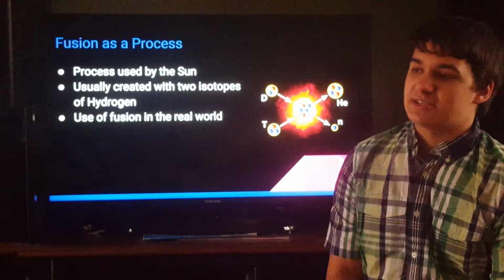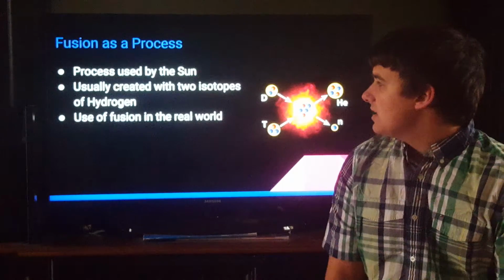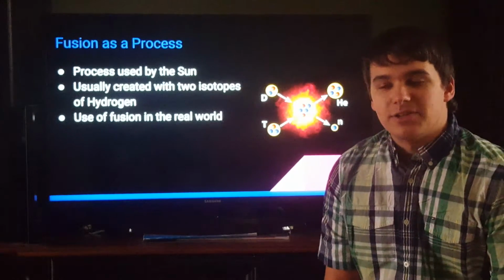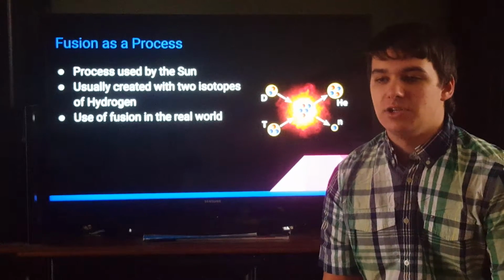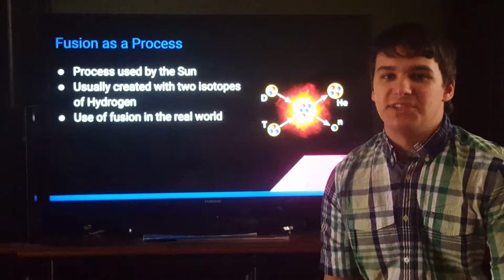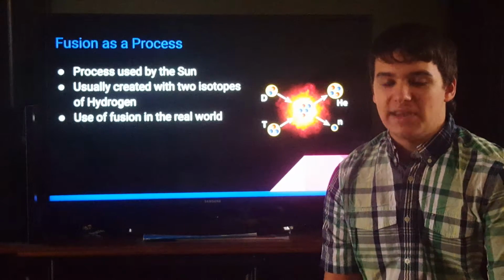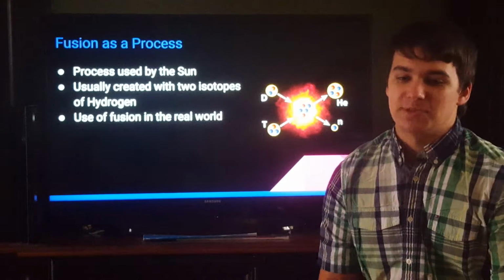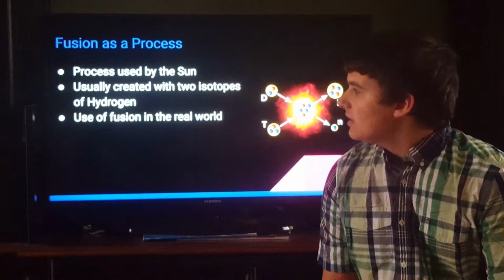So fusion is a process. The sun itself uses fusion, and fusion is created by two isotopes of hydrogen. Isotopes are atoms that have more than the usual amount of neutrons in them, making them heavier. And in terms of fusion, more weight is more power, which is why they like to use isotopes. The isotopes they use are deuterium and tritium, isotopes of hydrogen.